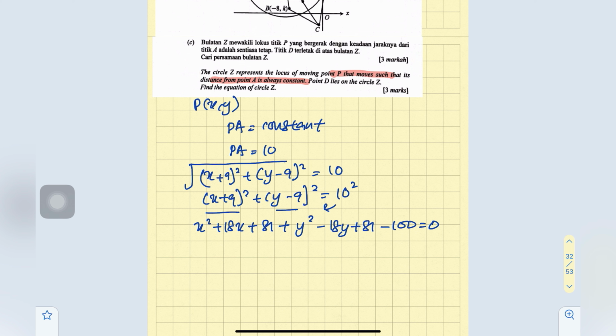Okay, so the rest we simplify. x squared plus 18x plus y squared minus 18y plus 81 plus 81. So minus this, plus 62 equals 0. So this is the equation of the locus of circle Z.